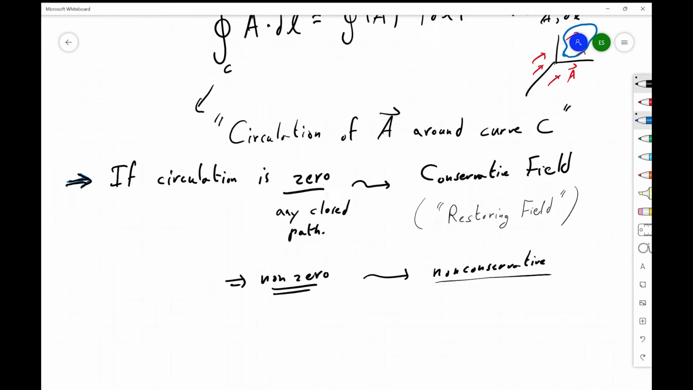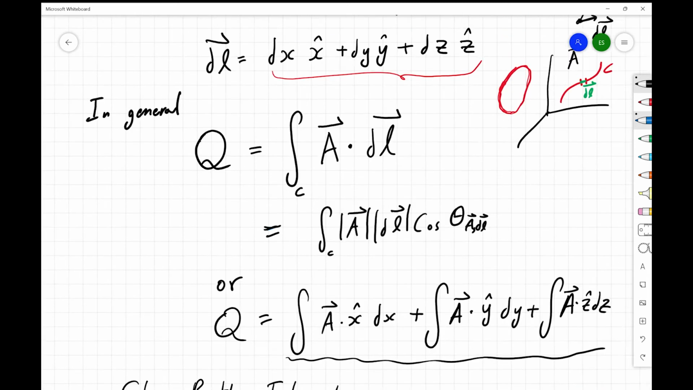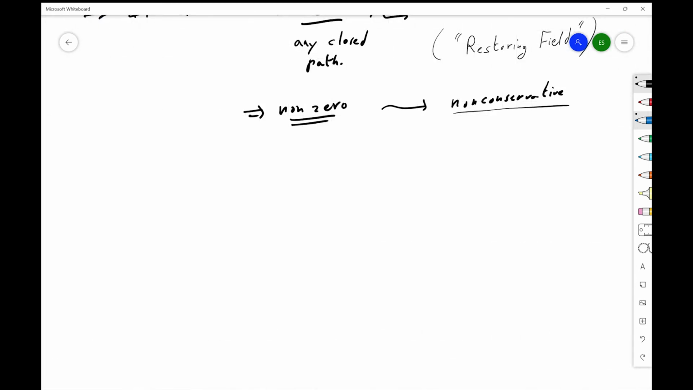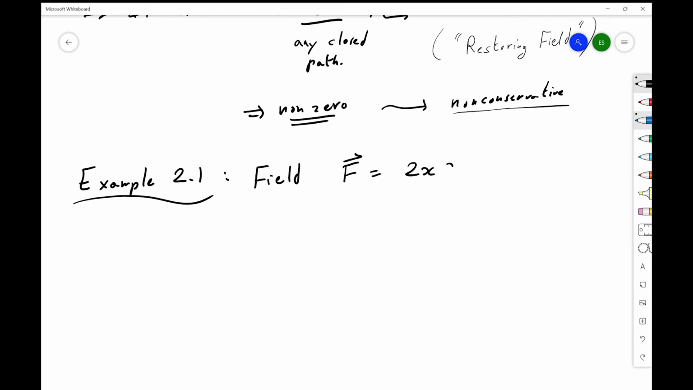Okay. So let's do an example, where we show how to do this integral calculation. So I'm gonna do example 2.1 from the textbook. Okay, so a vector field is given as follows: F = 2x x hat + 2y y hat. Right? So this is how we describe the vector field in the Cartesian basis.